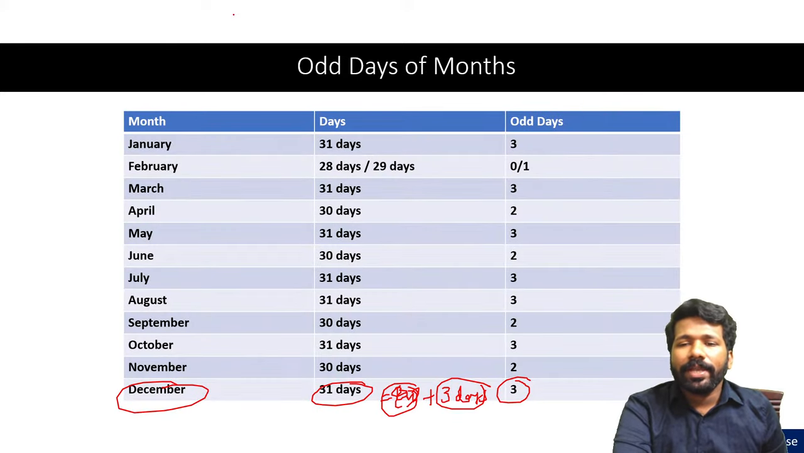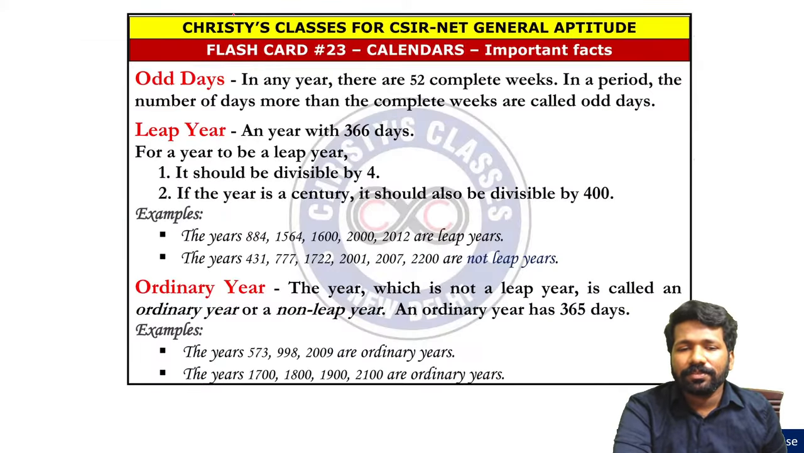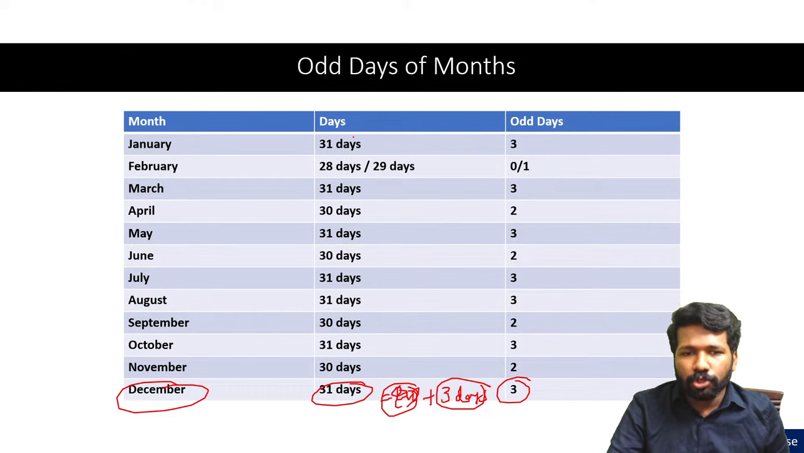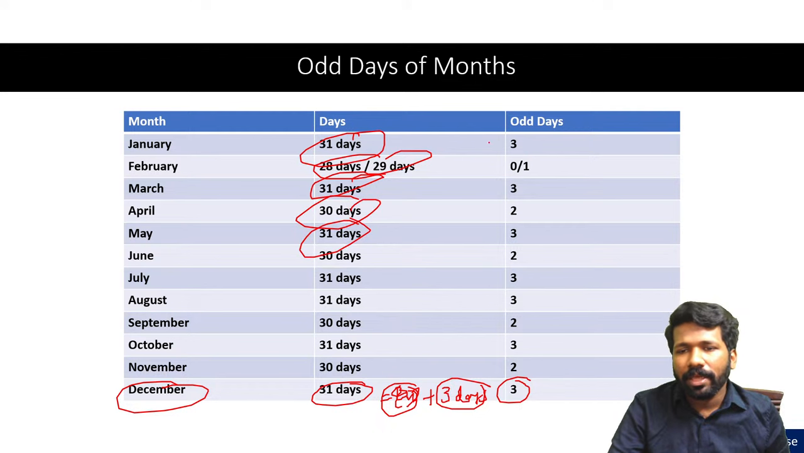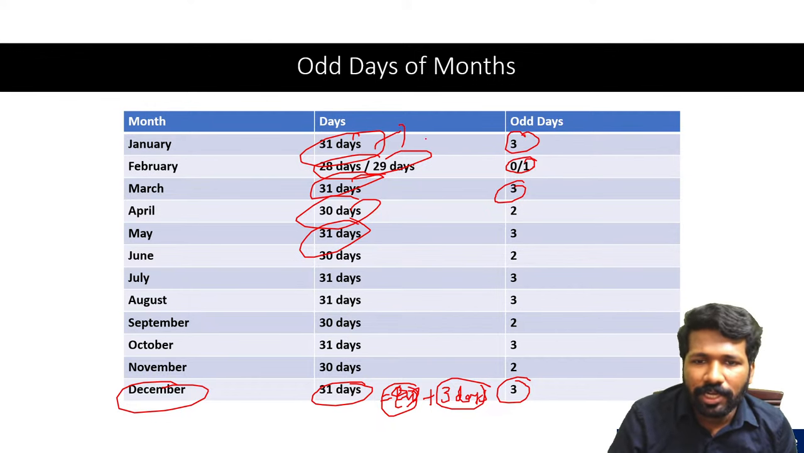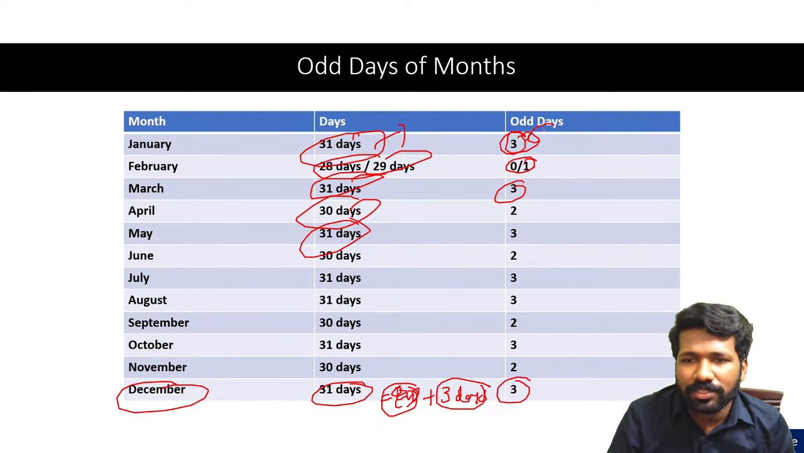Now, odd days connected to months: you can understand it like this. You should know the number of days in every month, and I will suggest you learn the number of odd days of every month also. Like January is 31, which is 28 plus 3, so 3 is the odd day.